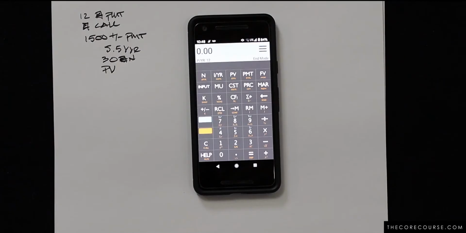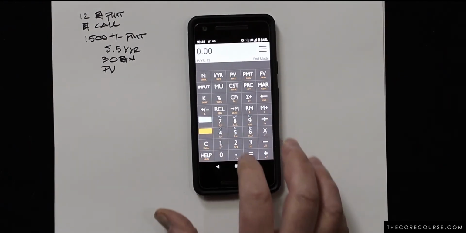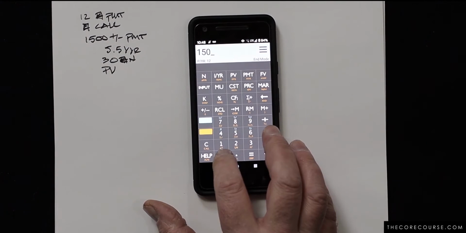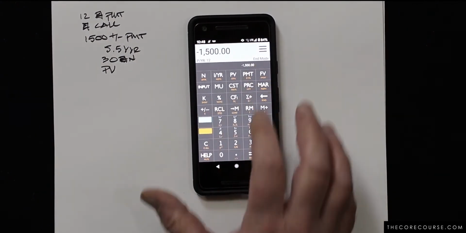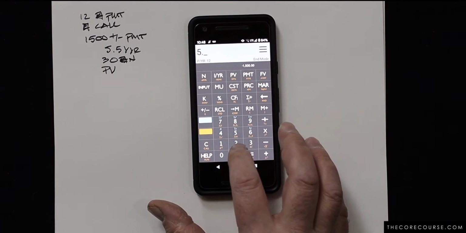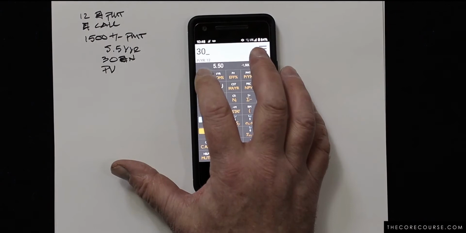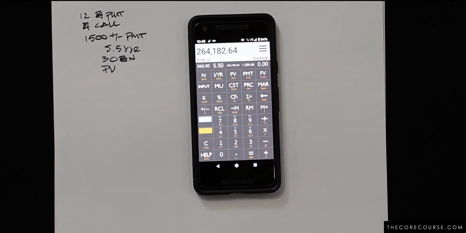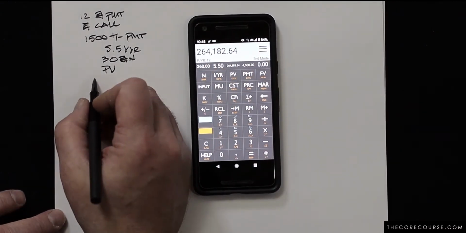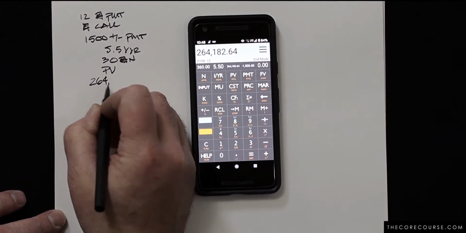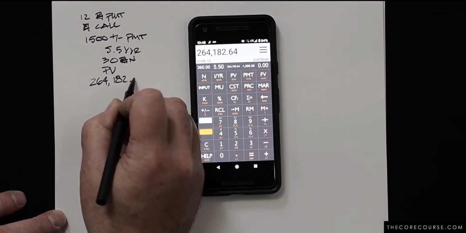Here's how I do this one on the calculator. So we're already in 12 payments per year. We'll just start with gold key clear all, and then type in 1,500 plus or minus PMT. 5.5 interest per year, 30 gold key N, solve for the PV or the present value. And we get 264,182, and 64 cents. All right, so that was in the 5.5% interest rate environment.